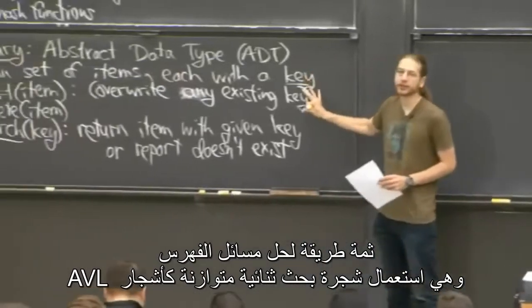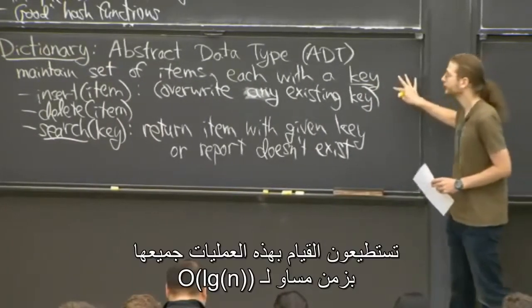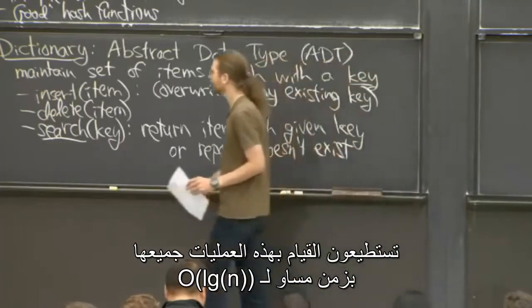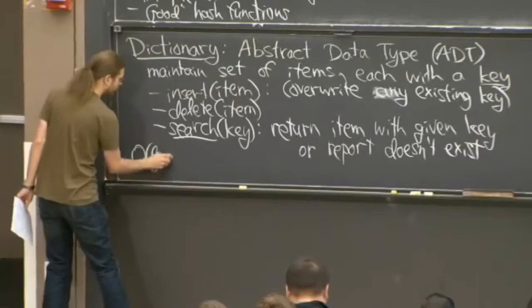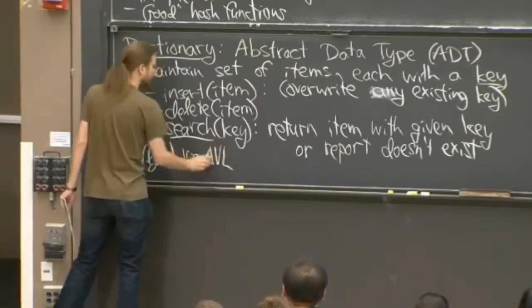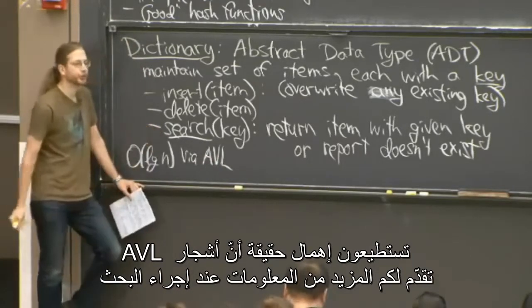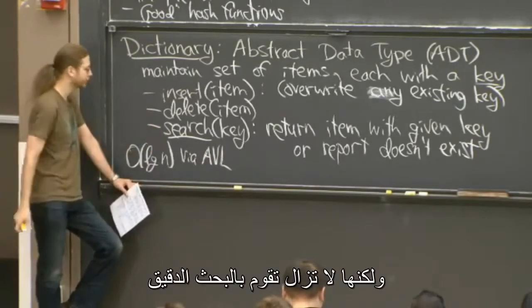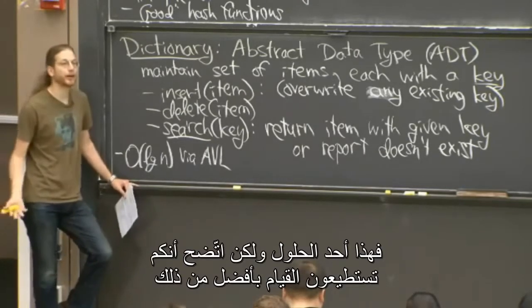Okay, so one way to solve dictionaries is to use a balanced binary search tree like AVL trees. And so you can do all of these operations in log n time. I mean, you can ignore the fact that AVL trees give you more information when you do a search. It still does exact search. So that's one solution. But it turns out you can do better.